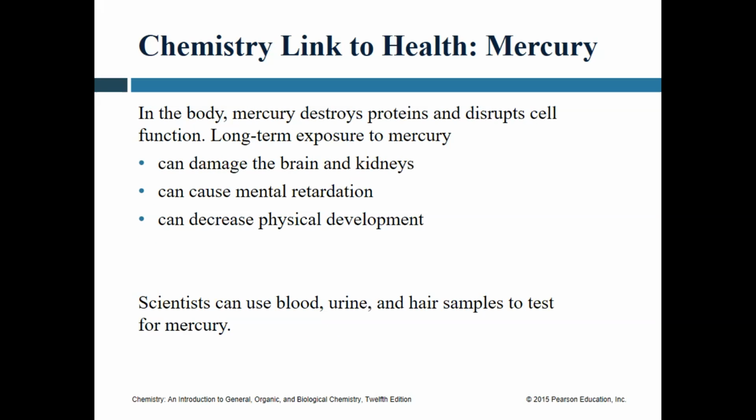What happens, why is it so dangerous? Mercury is a disruptor. It reacts with the protein molecules in your body and ultimately disrupts your cellular function. Long-term exposure can lead to a variety of ailments, including brain damage, kidney damage, mental disability, retardation of developmental skills, and physical defects, physical developmental issues.